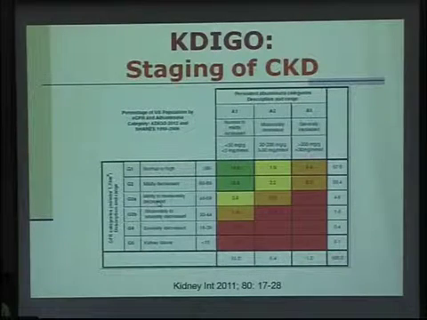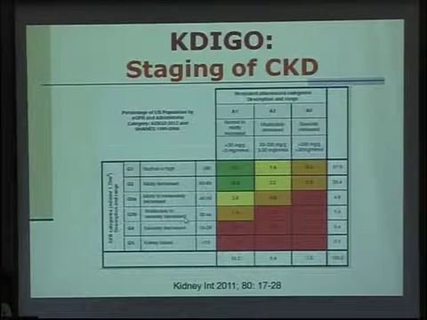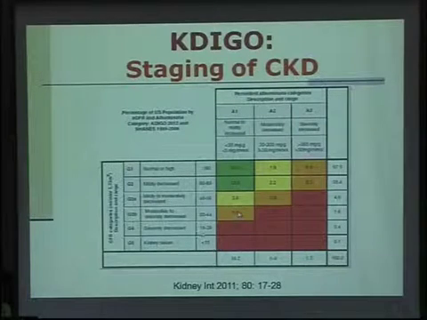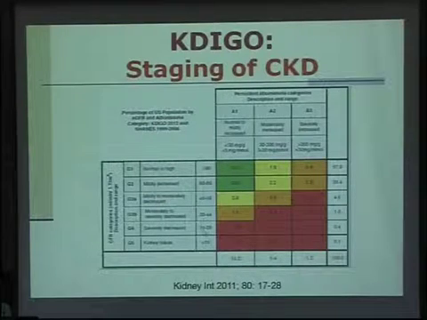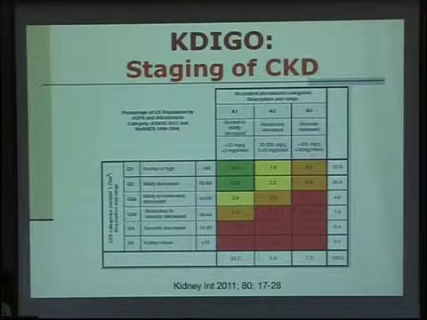If GFR is between 45 to 60, below 60, it is stage 3A. And if the estimated GFR is between 30 to 44, it is 3B. And if it is between 15 to 30, less than 30, it is grade 4 CKD. If it is less than 15 milliliter per minute, estimated GFR, you are dealing with chronic kidney disease stage 5.